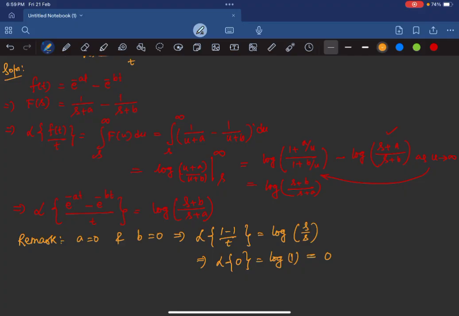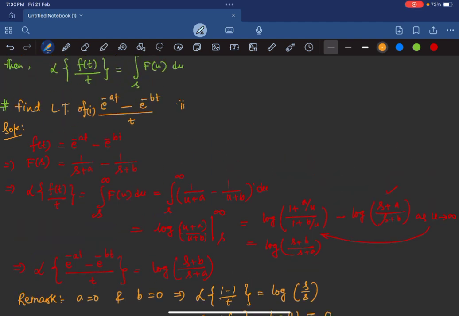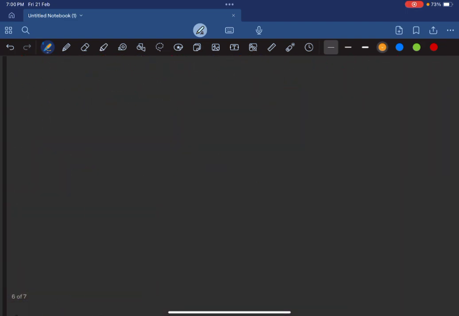Now likewise, if I consider another question, you can try this question. Question number 2: here you can have another problem, find the Laplace transform of (cos at - cos bt) by t. Okay, so now the next result, which is very important.